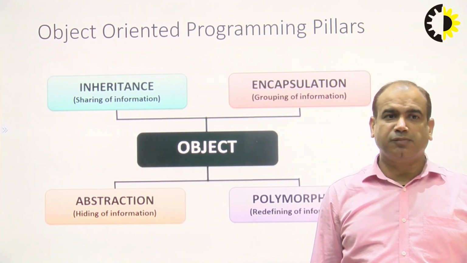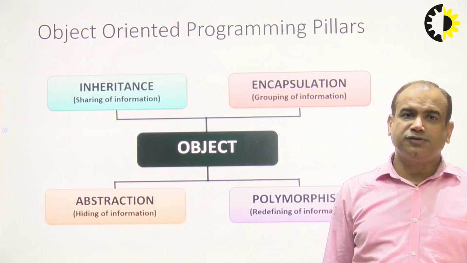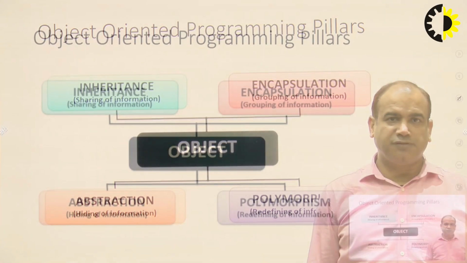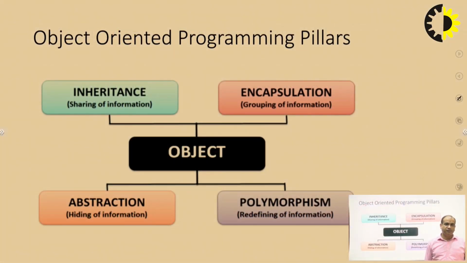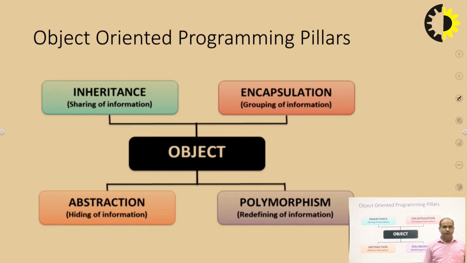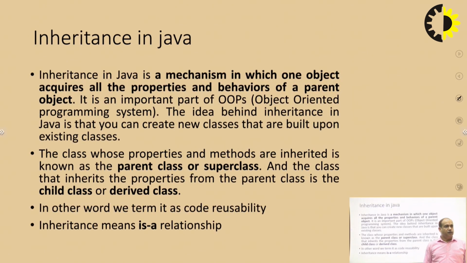Polymorphism means manifold, that is, redefining of information according to the user's need. As the user requires, the input will be provided and output will be given to the user. So my today's topic, as I already said, is inheritance. Inheritance is basically code reusability. I have written here the term code reusability.